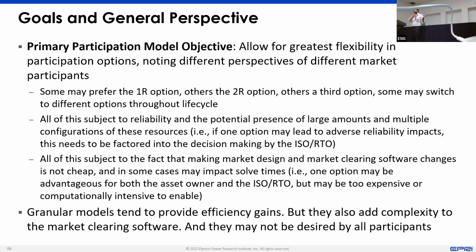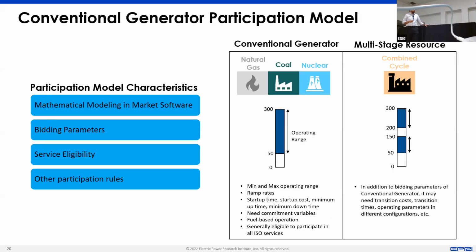So on the one hand, you have some efficiency gains by adding this granularity of how this resource participates in the market, but I add complexity. I stray away from this technology agnostic goal that I have, and also it might not be the solution that everyone wants, and there's very good reasons for that. So that's just something to start to discuss before we get into some of the different participation models.